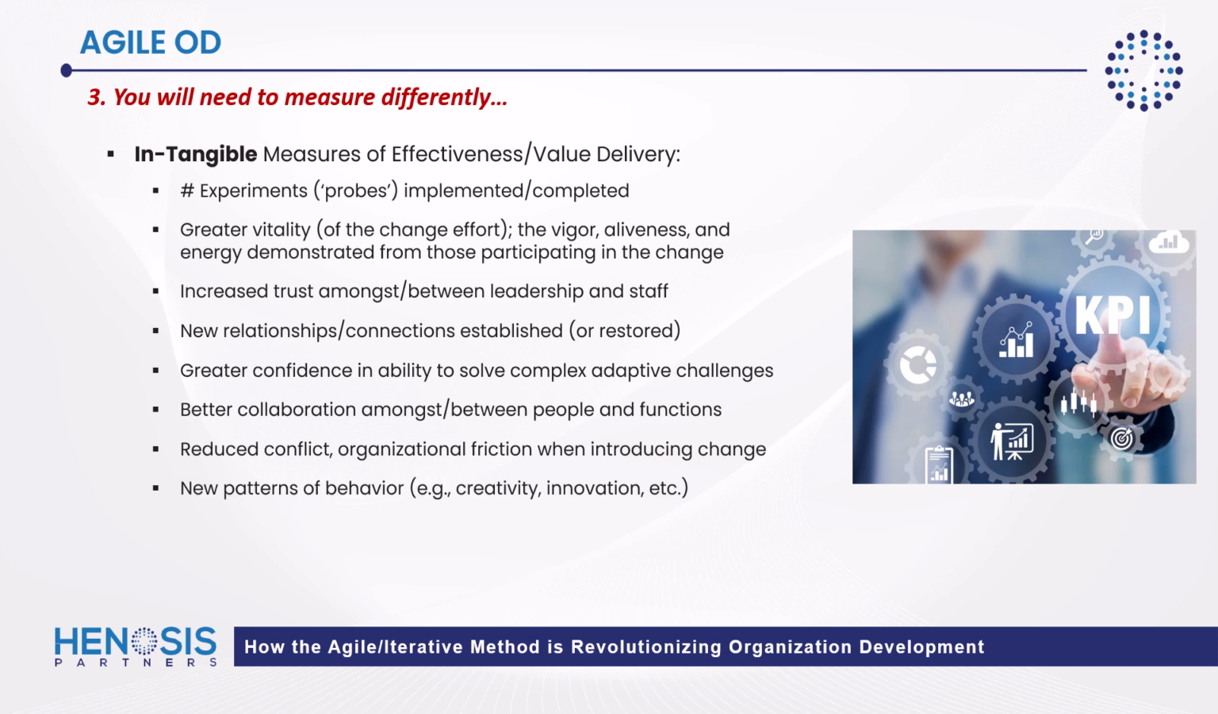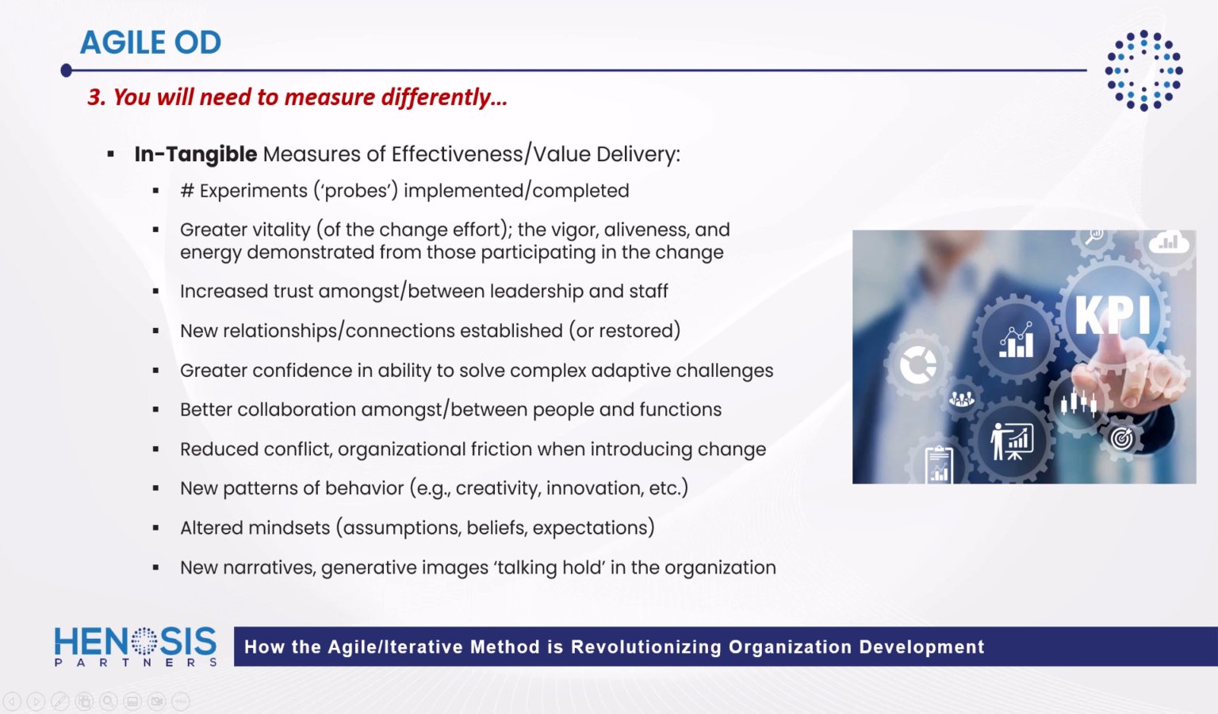You could measure new patterns of adaptive behavior, such as increased creativity and increased innovations. You could measure the extent to which mindsets have been altered in the form of changed assumptions, beliefs, and habits of expectation. And finally, you could measure the extent to which new narratives or generative images are taking hold in the organization. So all of these examples represent good intangible measures of both effectiveness and value delivery, but given that these are new ways of measuring from a leader's perspective, you'll need to educate them on the need to measure in this way.